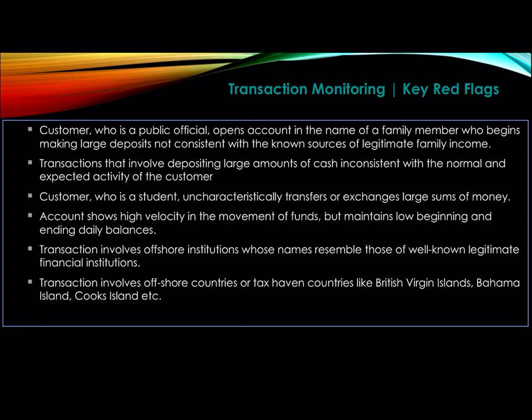Transactions involve offshore institutions whose names resemble those of a well-known legitimate financial institution. Transactions involve offshore countries or tax haven countries like British Virgin Islands, Bahama Islands, and Cook Islands, etc. So these are a few indicative key red flags, and I know there are a lot of key red flags. And I may be covering another video just on key red flags, right? So let's move on to the next slide.